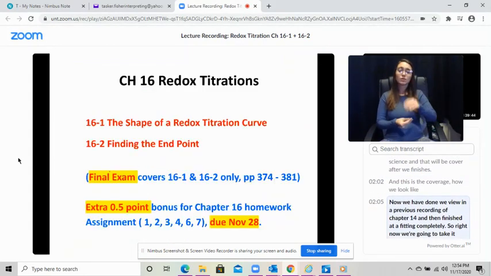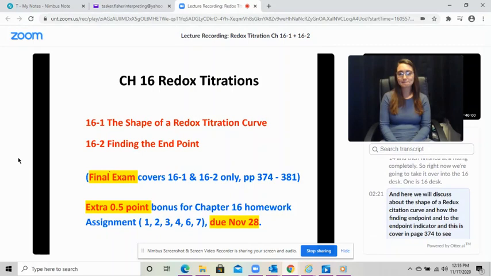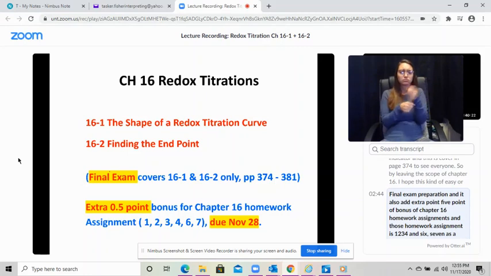Now, we have done the review of chapter 14 in a previous recording and finished chapter 15 completely. So right now, we're going to take it over into 16-1 and 16-2. Here, we will discuss the shape of the redox titration curve, how to find the endpoint, and the endpoint indicator. This is covered on pages 374 to 381. By limiting the scope of chapter 16, I hope this eases your final exam preparation.